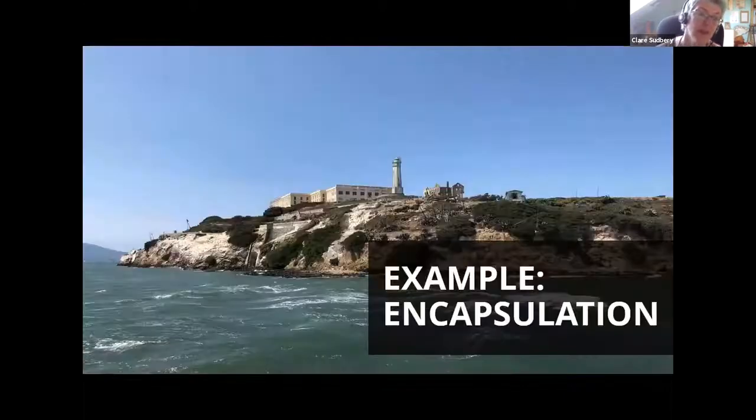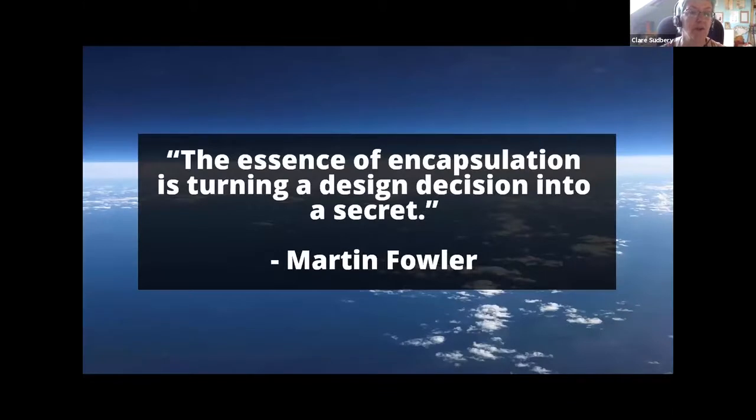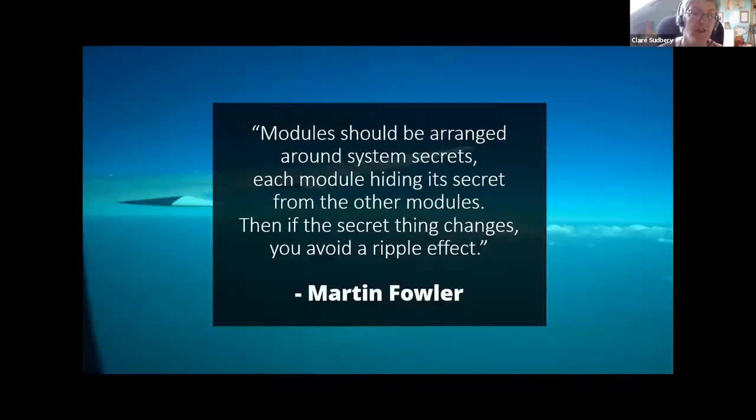So the next example I'm going to talk about is encapsulation. And what I mean by encapsulation is where you can divide your code into small modular chunks that have their own self-contained identity. I really like this quote from Martin Fowler where he says, the essence of encapsulation is turning a design decision into a secret. So what he says is that modules should be arranged around system secrets, each module hiding its secret from the other modules. Then if the secret thing changes, you avoid a ripple effect.